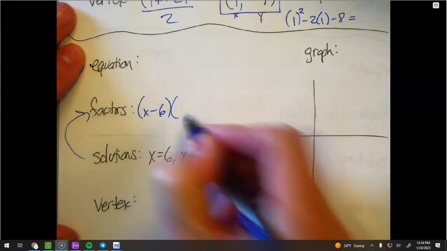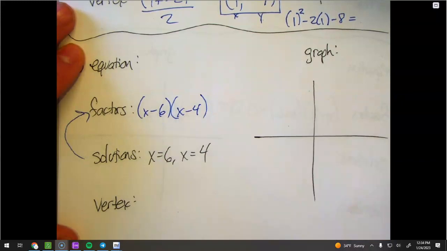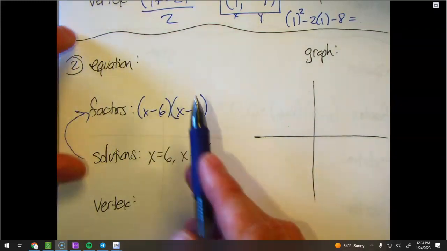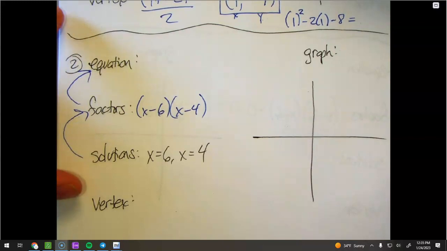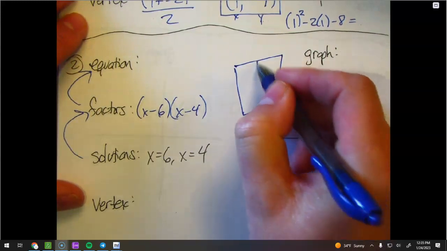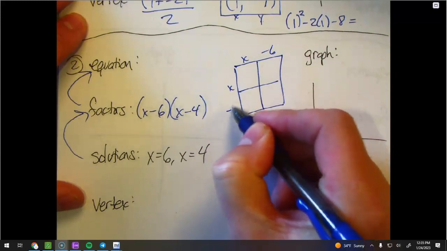X minus 6. Then if my solution was positive 4, my factor must have been x minus 4. Right? And then to go from factors to equation, what am I going to do? I can multiply it. I would suggest the box, but if you have a different way that works, do that.